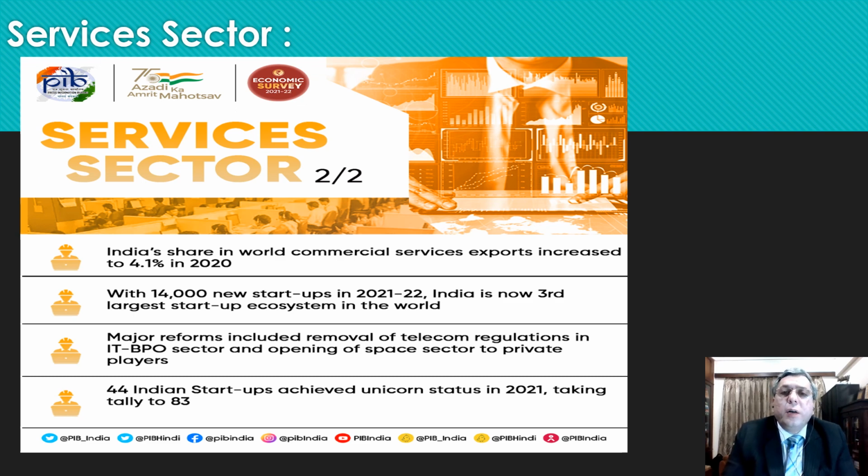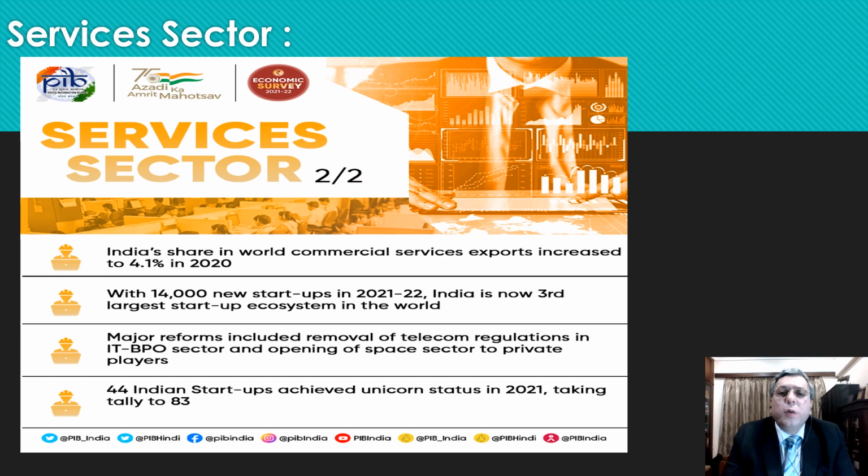India's share in world commercial services exports increased to 4.1% in 2020, very commendable. With 14,000 new startups this year, India is now the third largest startup ecosystem in the world. We are seeing a lot of entrepreneurs coming in health tech, fintech, edutech, enterprise tech, SaaS, platform companies, all digital enterprises, with a huge amount of initiatives and a lot of funding also following in that segment.